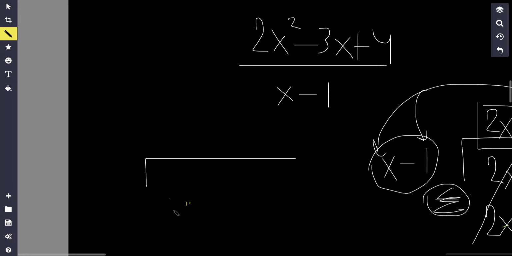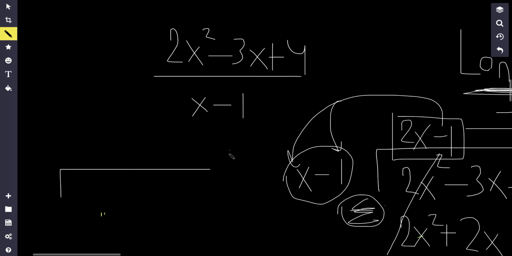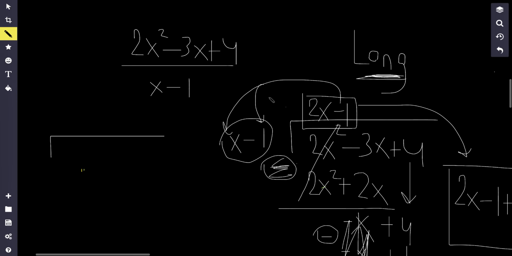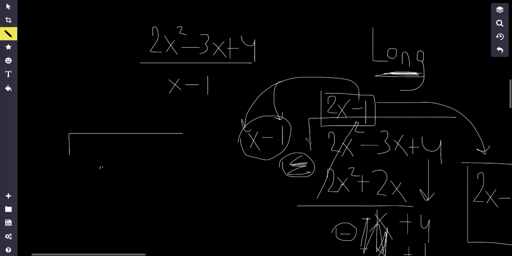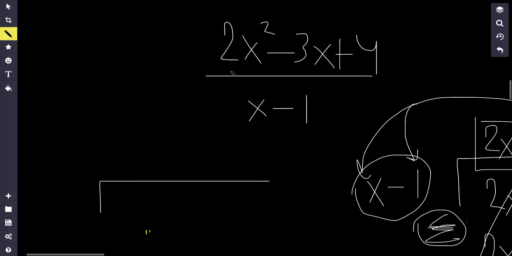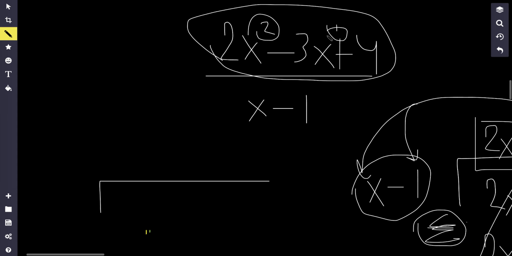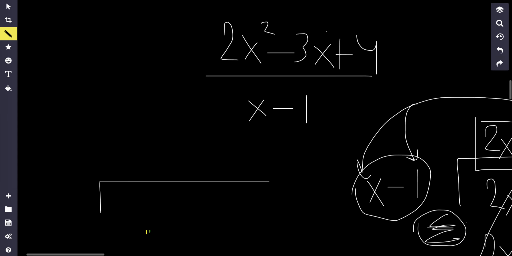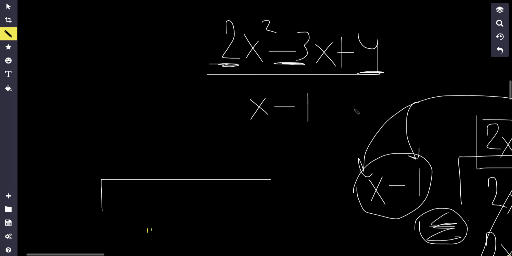So notice how for both methods, long division and synthetic division, I'm going to need my polynomial in the numerator to be written in standard form, meaning that I have my highest power to my lowest power, right? That's standard form for a polynomial. What I'm going to do now is I'm going to write all the digits in this box. So 2, -3, 4, right?